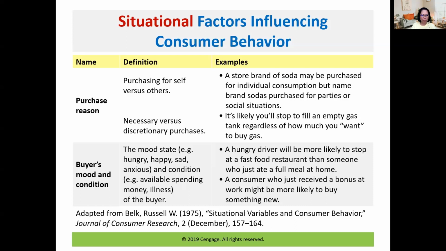The next situational factor is the buyer's mood and condition. This is the mood state, or whether, for example, you're hungry, happy, sad, or anxious, and conditions of the buyer, for example, available spending money, or maybe the buyer could be sick. This can affect the buyer's mood and condition. For example, a hungry driver will be more likely to stop at a fast food restaurant than someone who just ate a full meal at home. Or a consumer who just received a bonus at work might be more likely to buy something new.